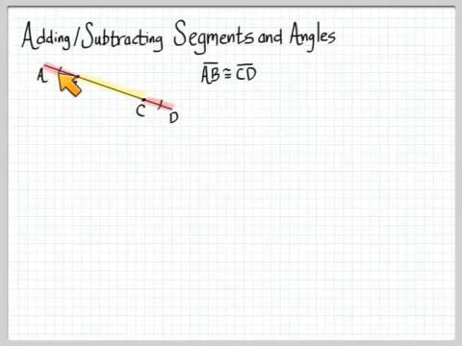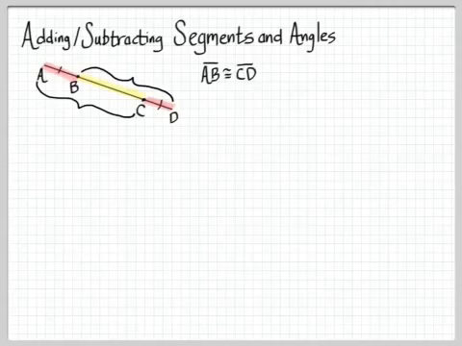I could add the yellow to each. I could extend AB by BC, and I could extend DC by BC as well. And that means that the segment from D to B is the same as the segment from A to C. And that's just adding segments. So BD must be the same as AC, because you can add BC to both of the things that we were given as being congruent.